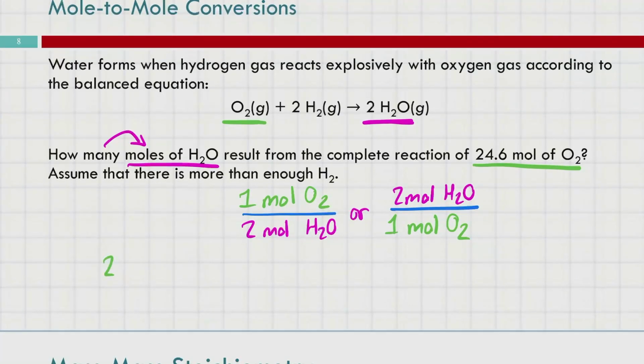Since we're starting with 24.6 moles of oxygen, we need to pick the left or the right. Which one are we using? The left conversion factor form, the right conversion factor form? We're using the right one because it has moles of O2 down below, so that means we'll cancel out our moles of O2 that we started with.